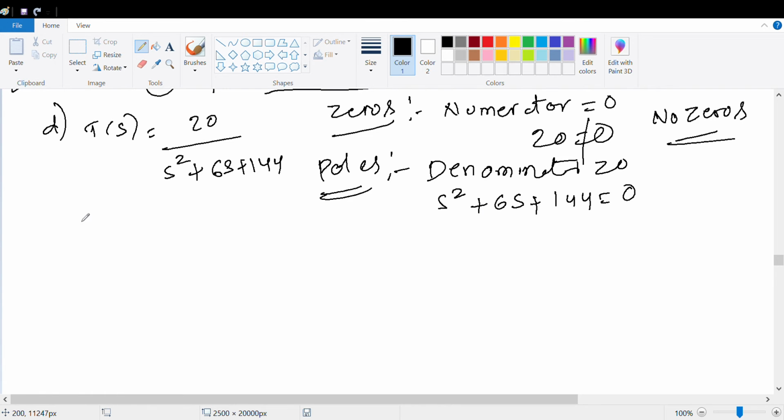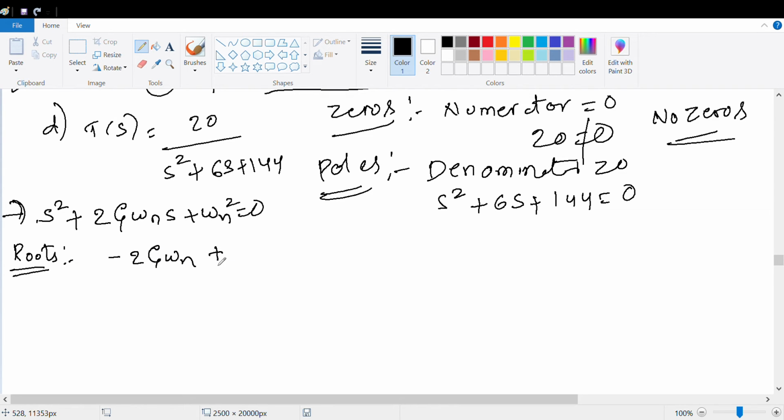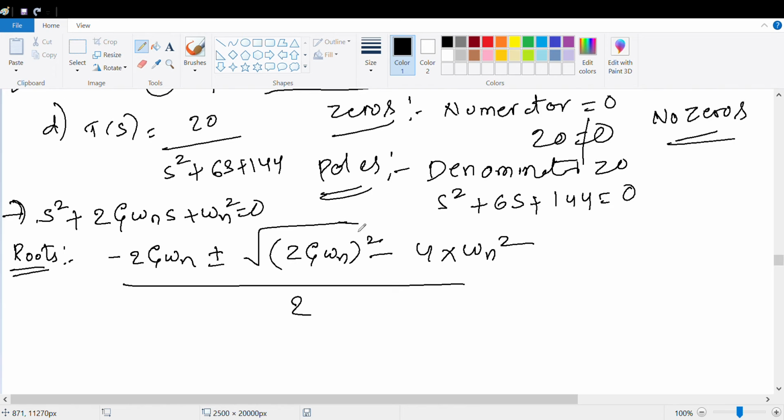So for this, how do we find the roots? S square plus 2 zeta omega n s plus omega n square equals 0. This is a second order equation. For this, how can we find the roots? These roots can be calculated as follows. This is the formula to calculate roots of a second order equation.